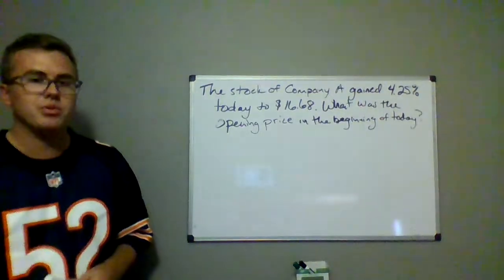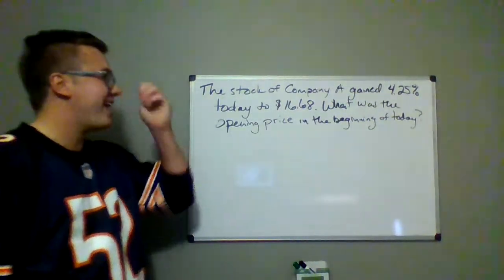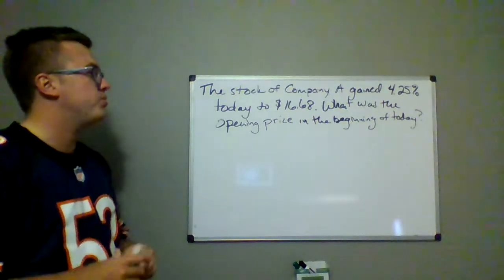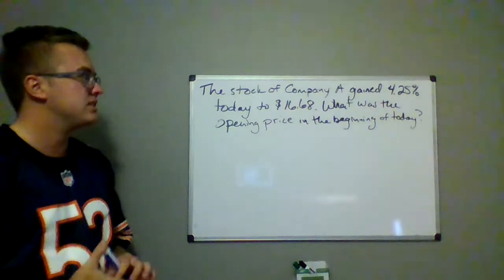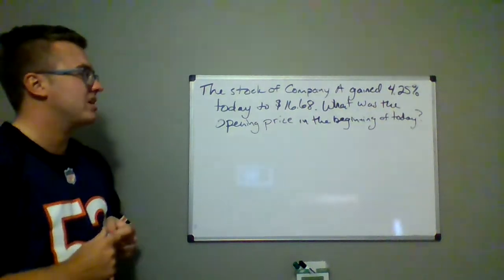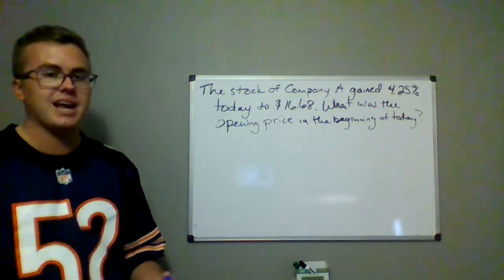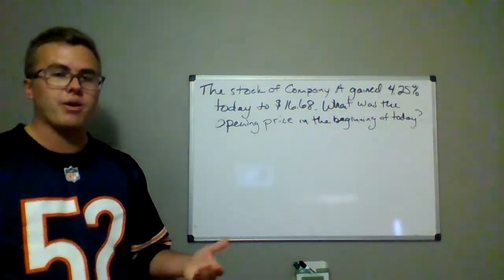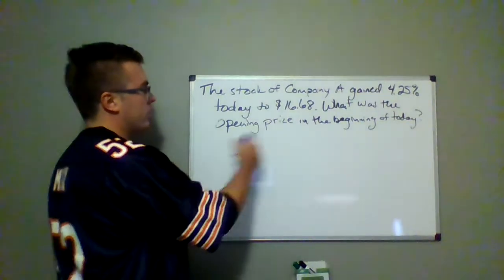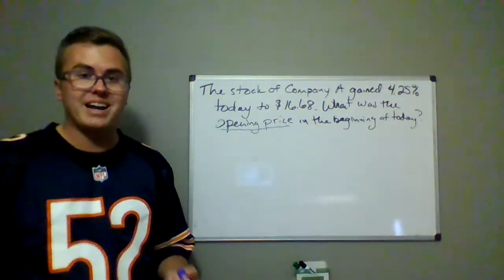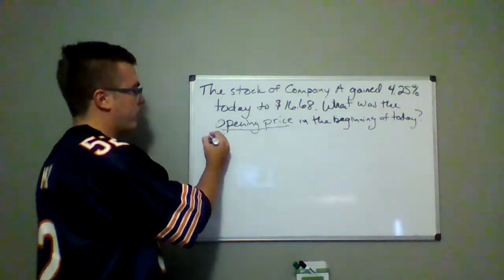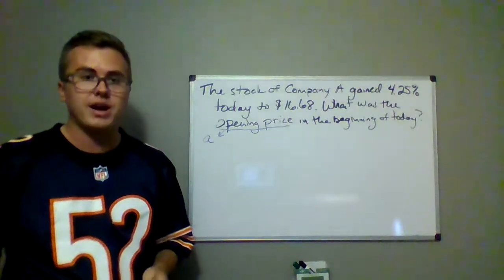Okay, next example here. The stock of company A gained 4.25% today to $16.68. What was the opening price in the beginning of today? First thing, figure out what we're looking for. We're looking for the opening price. So that means we're looking for that original amount. So we're looking for A. We need to solve for A.